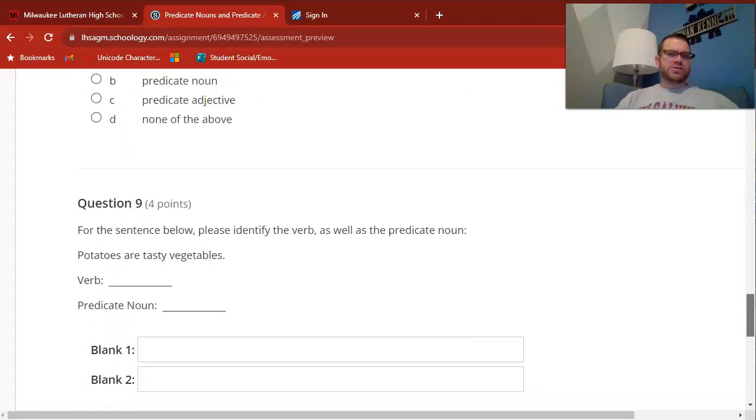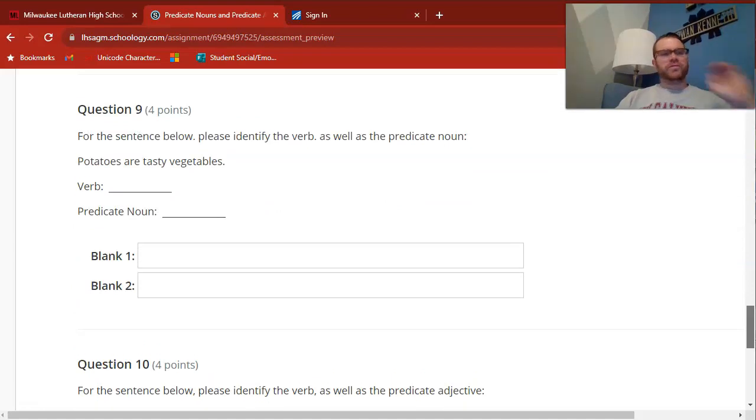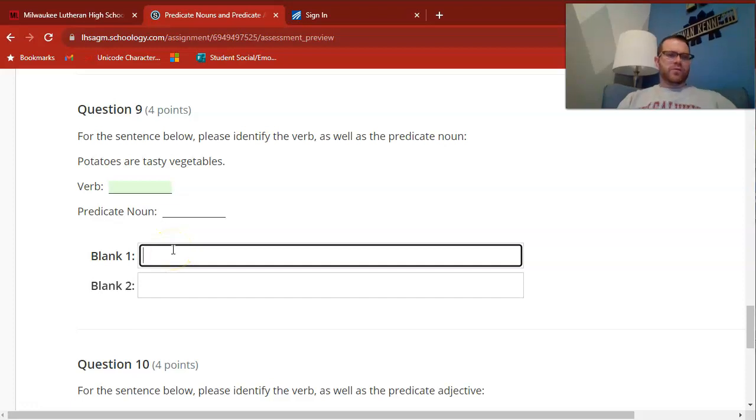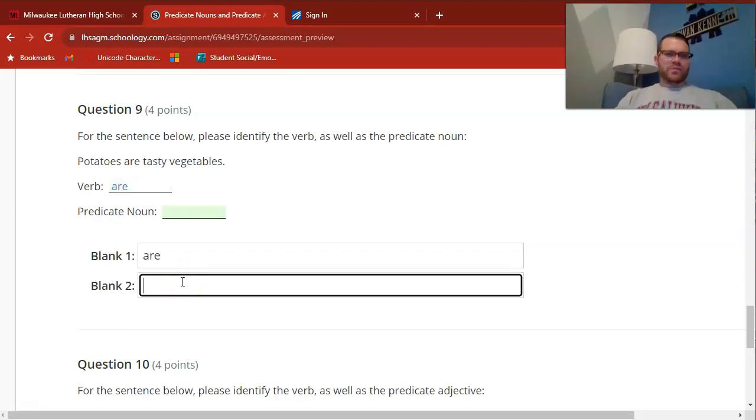Yeah, the last 2 questions are the most extensive ones. These are both fill in the blank. It'll say, for the sentence below, please identify the verb as well as the predicate noun. So for instance, on number 9, we have potatoes are tasty vegetables. I have to type in whichever word I think is the verb. I have to type in whichever word I think is the predicate noun.